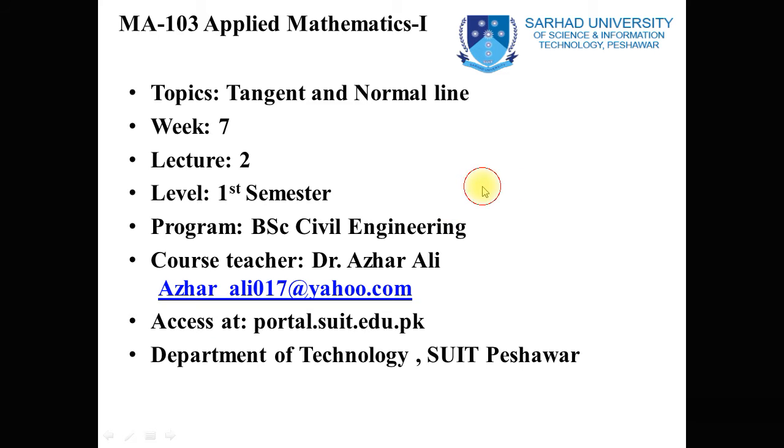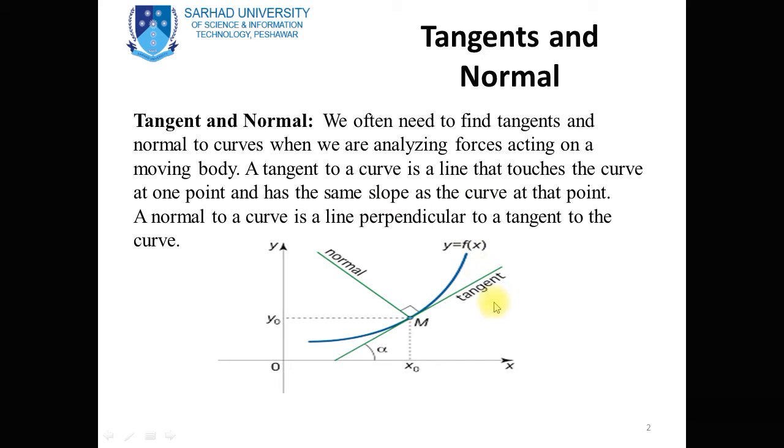Now, let's see. You see over here, this is the graph of the given function. This curve represents the given function. Now, tangent and normal line. We often need to find tangents and normals to curves when we are analyzing forces acting on a moving body. A tangent to a given curve is a line that touches the curve at one point and has the same slope as the curve at that point. A normal to a curve is a line perpendicular to a tangent to the curve.